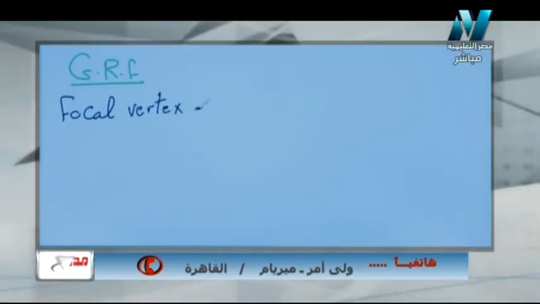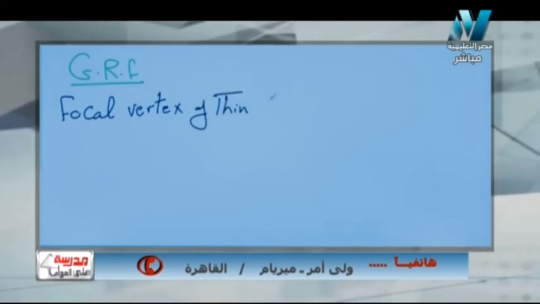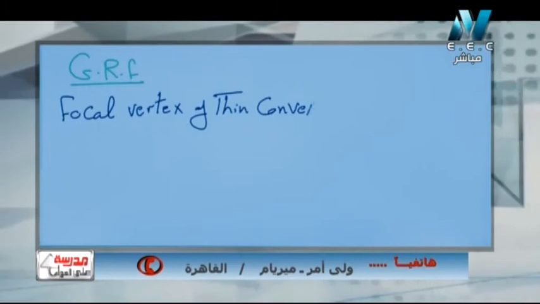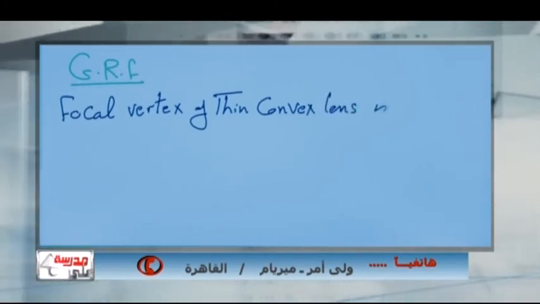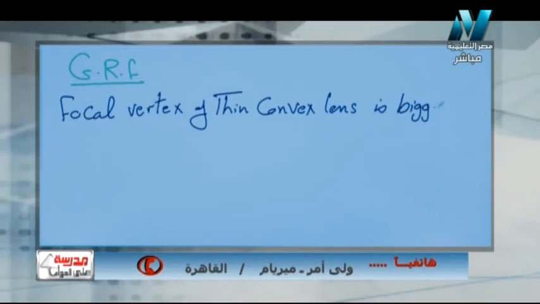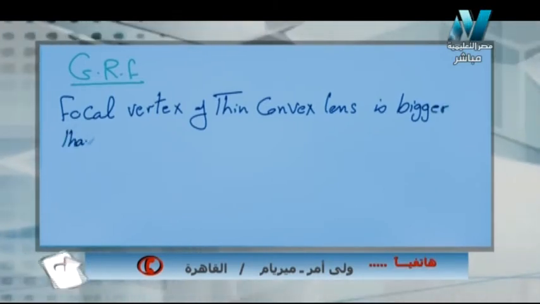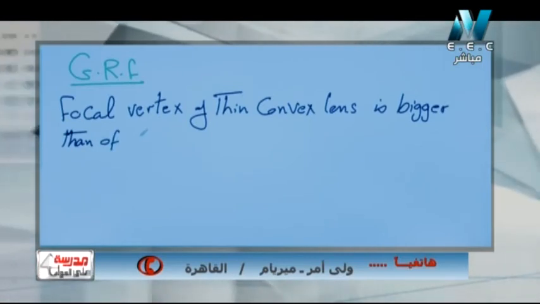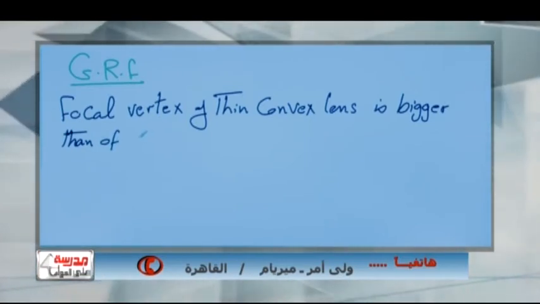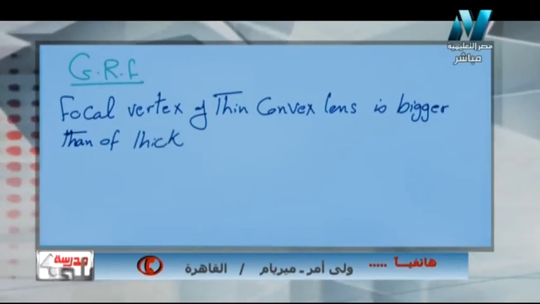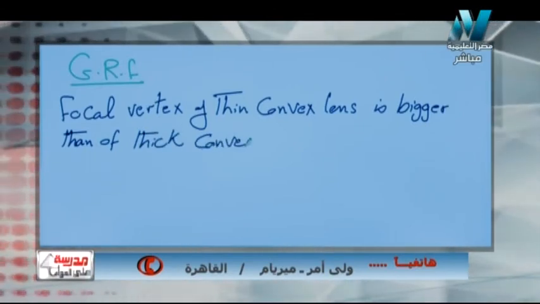Give reason. Number one: focal vertex of thin convex lens is bigger than of thick convex lens.